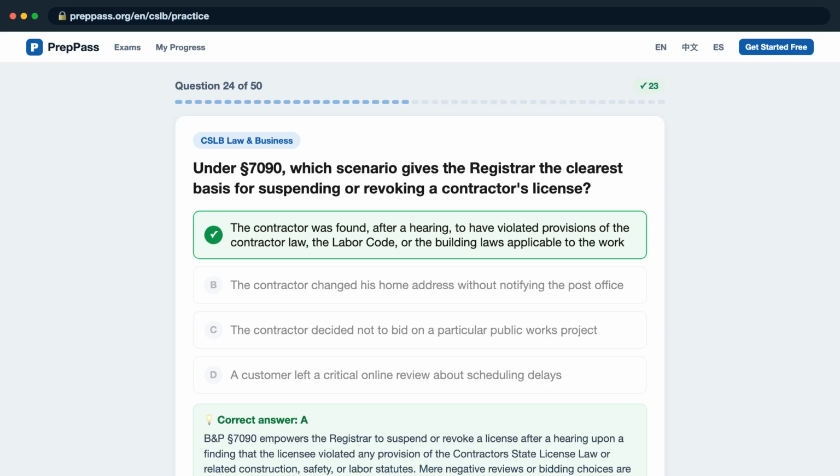The correct answer is A. BNP Section 7090 empowers the registrar to suspend or revoke a license after a hearing upon a finding that the licensee violated any provision of the contractor's state license law or related construction, safety, or labor statutes. Mere negative reviews or bidding choices are not statutory grounds.